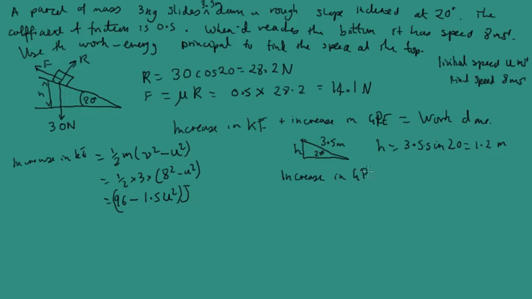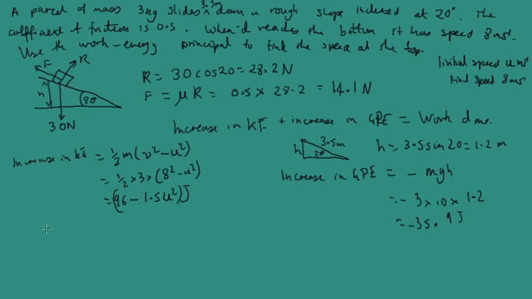Now the increase in gravitational potential energy is going to be negative because it's losing gravitational potential energy, and because at the bottom it's going to have none. It's going to be 0 because it loses that height. So it's mgh, which is minus the mass, which is 3 times 10 times 1.2, which is minus 35.9 joules.